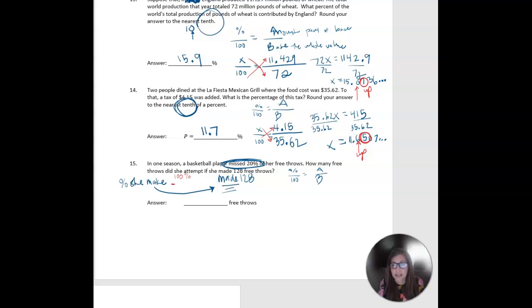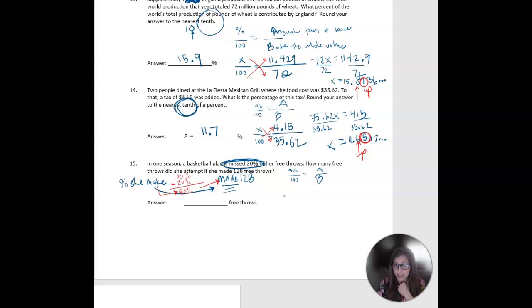This girl missed 20% of her free throws. So that means she made 80% of her free throws. This is how many she made, and that is going to correspond to this number right here. So we have to use 80%, not 20%. Why did I not use 20%? Because 20% is how many free throws she missed. And the number that we're given, 128, is how many free throws she made. So we have to be using the same descriptor.